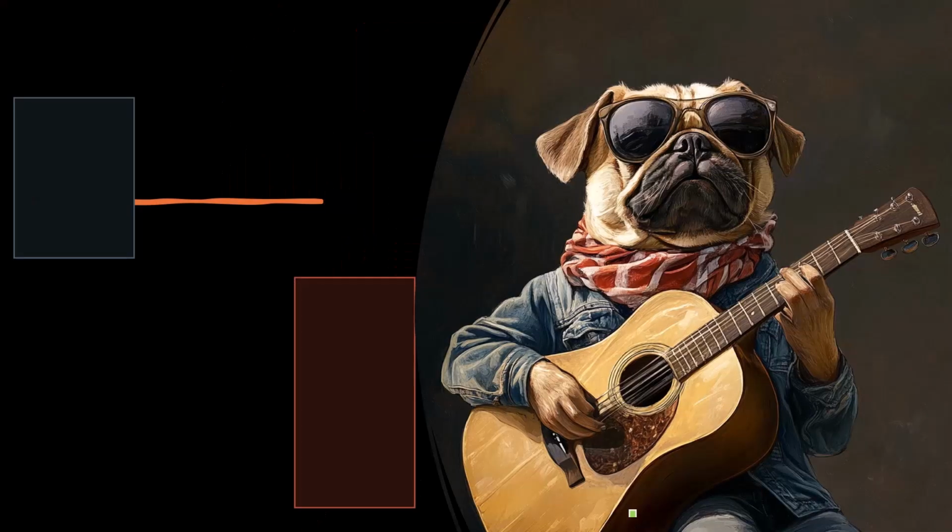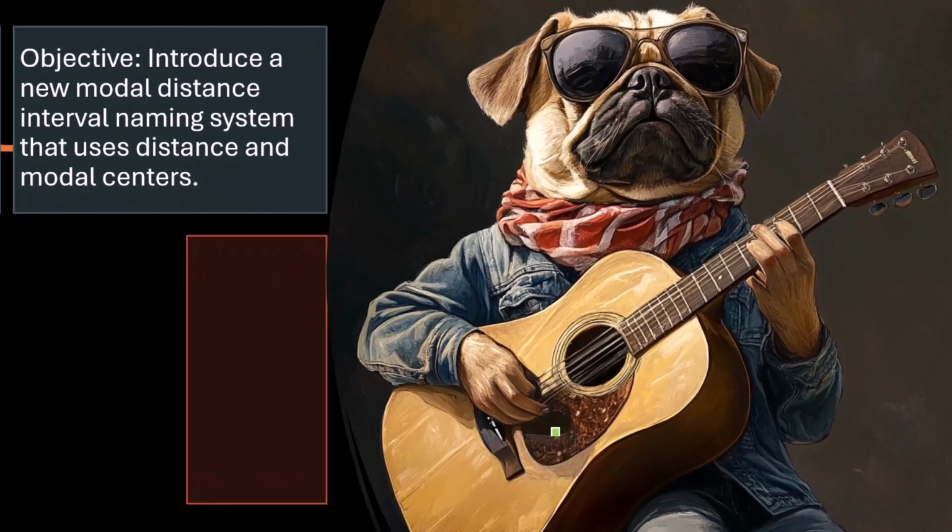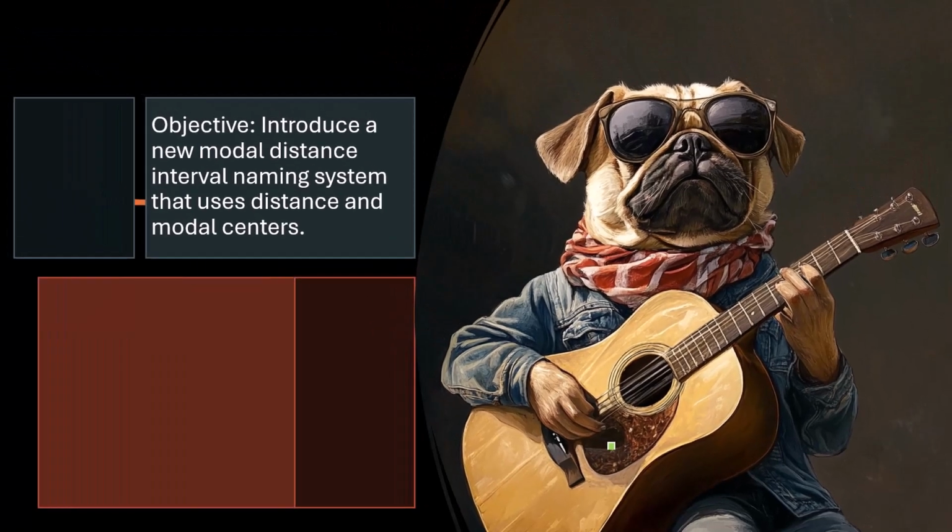And let's address some of those problems here and think about how we might then add to the system so that we can add another term that will hopefully help us to clarify or see some of the problems that we might be facing. So objective: introduce a new modal distance interval naming system that uses distance and modal centers.